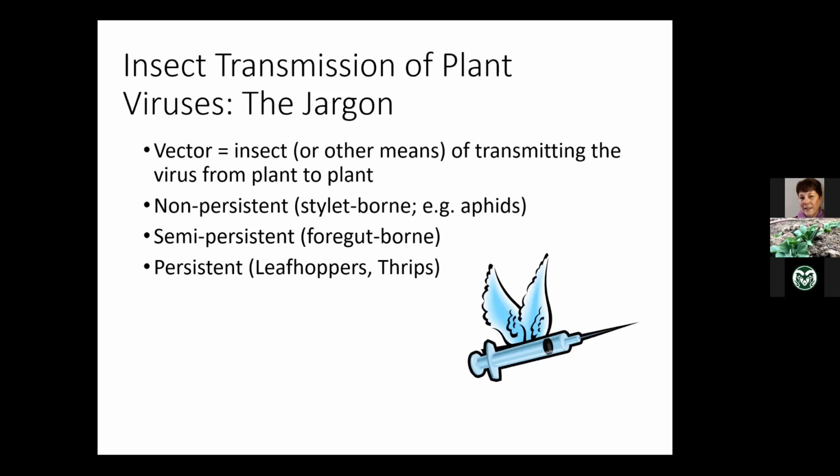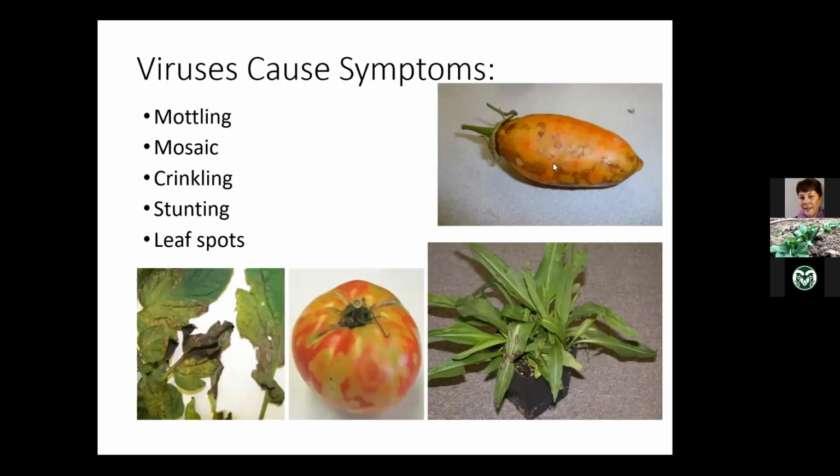So viruses cause mottling, like this mottling color, sort of a mosaic, crinkling of the leaves. They can cause curling of the leaves. They can cause stunting or leaf spots. They can do different things like that. So we see a lot of symptoms associated with this.